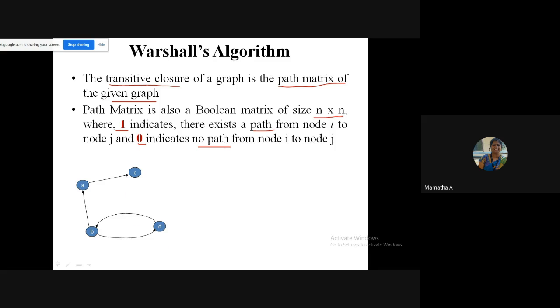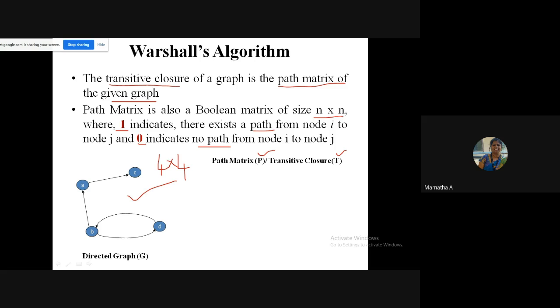Fine. So I'll also give the same graph. Now I have to generate the transitive closure. So I give the naming as T, or it is also called the path matrix P. Again, tell me, the path matrix or the transitive closure is of what size? How many rows and how many columns? It is of size 4 cross 4, as we have 4 vertices. Now, we put 1 when there is a path, 0 when there is no path.